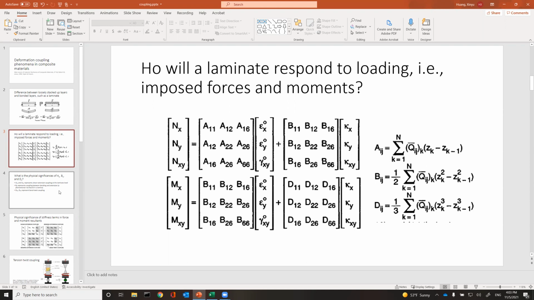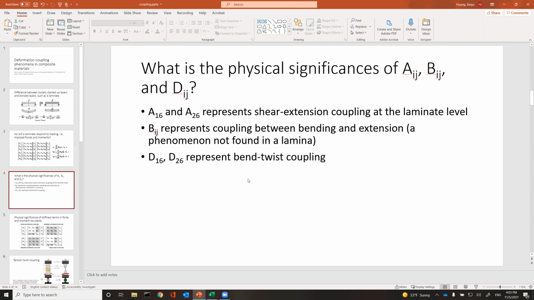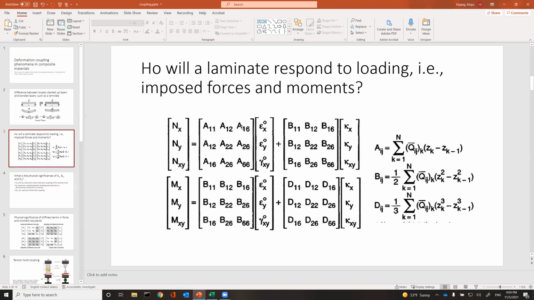Now I want to talk about the physical significance of A, B, and D. So here are the answers. We'll learn them in a deeper way by doing experiments later, but I just wanted to go through the standard answers now. A16, some textbooks use 6 instead of 3. The reason is because tau xy is considered epsilon 6. There are 6 strain components. In-plane components are epsilon x, epsilon y, and gamma xy. Gamma xy is frequently considered epsilon 6. So that's why they use 6, and it means 3. You can call it 3, it doesn't matter. It's just a matter of name.